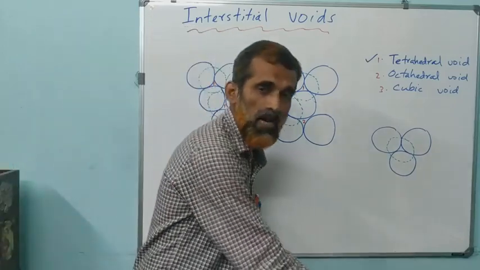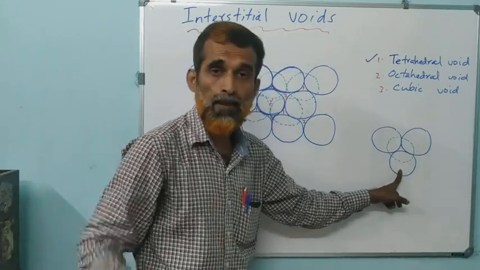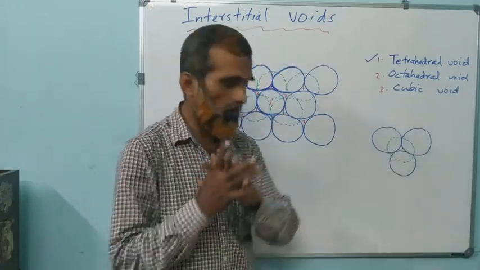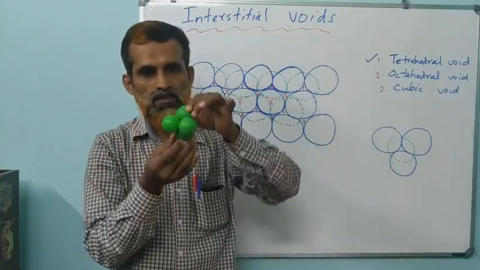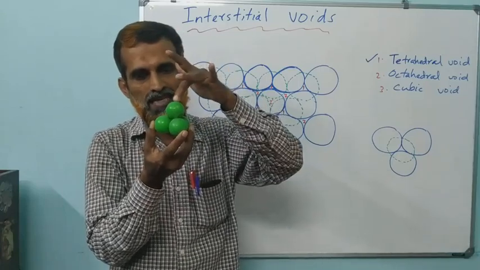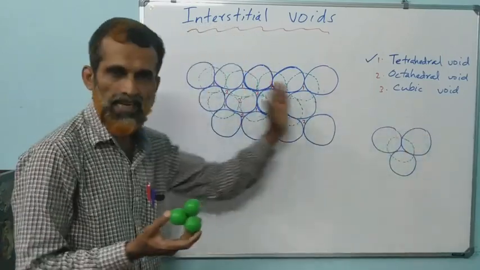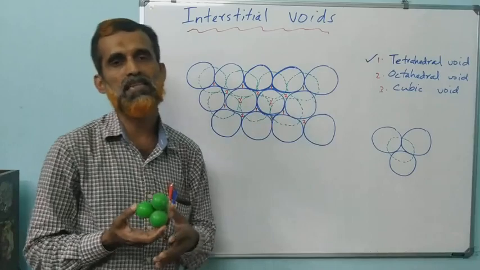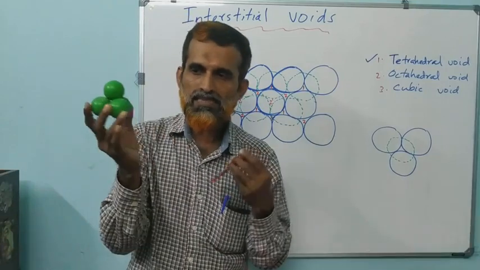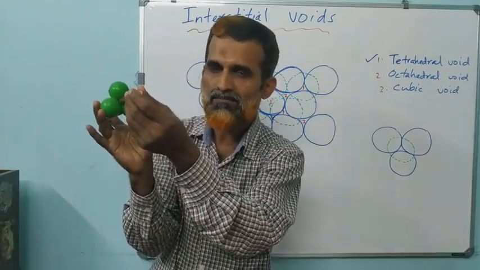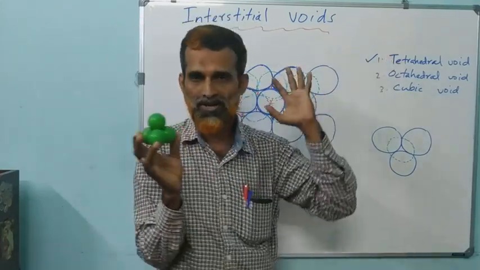So now how many spheres are in touch here? Total 4. There are three spheres in one layer and one sphere in the next layer. Four spheres are touching each other. There are so many such arrangements here. Now you can see there is an empty space at the center. This empty space inside is called a tetrahedral void.